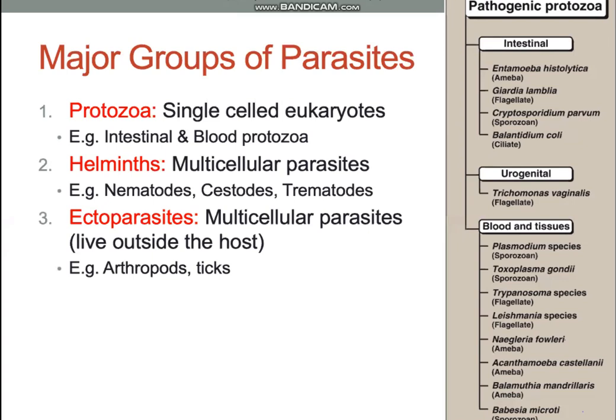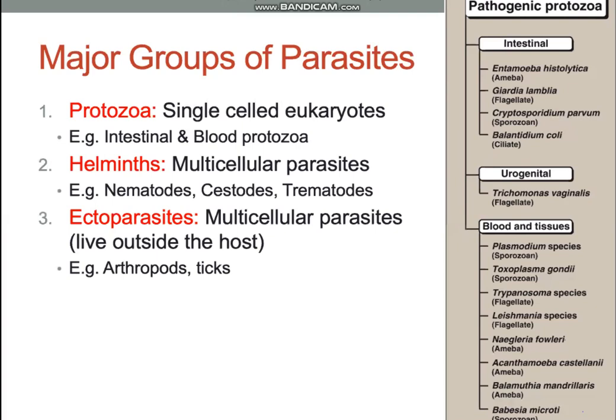The second category is helminths, which means worms. They are multicellular parasites, which means it's almost like a full animal. It has a full system. Some of them have a GI system and a reproductive system, fully mature. So it's kind of like a small animal.